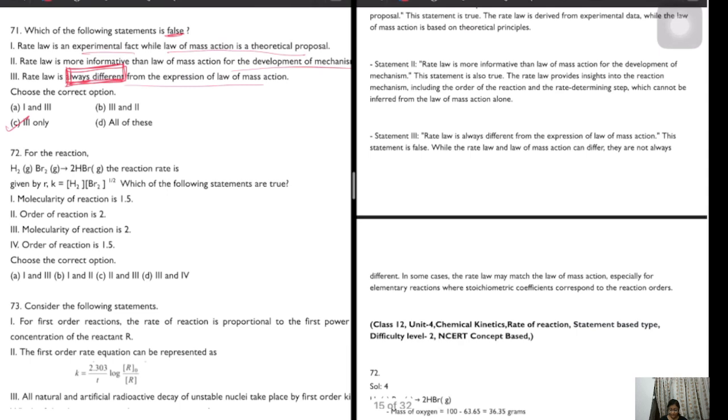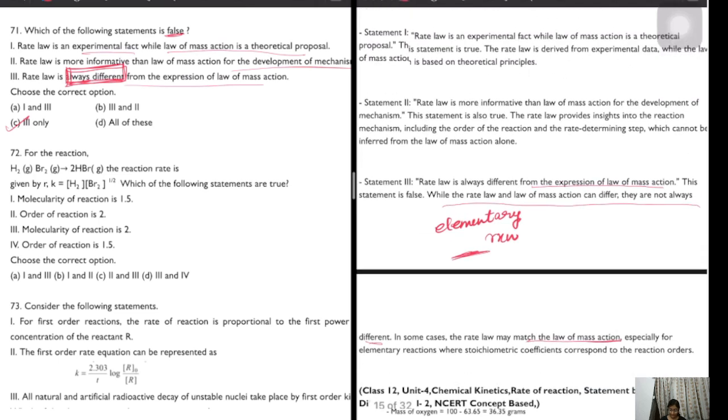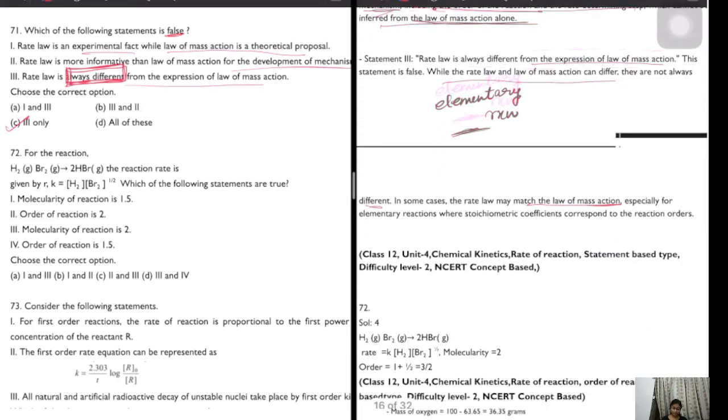Rate law is always different from the expression of law of mass action. That is what is stated in the third statement. This is false because it may not always be different. In some cases the rate law matches the law of mass action. In case of an elementary reaction, they can be the same. That is the thing that we have to keep in mind. For statement 2, the rate law provides insights into the reaction mechanism, including order, which cannot be inferred by law of mass action alone. So I hope the answer is clear to you.